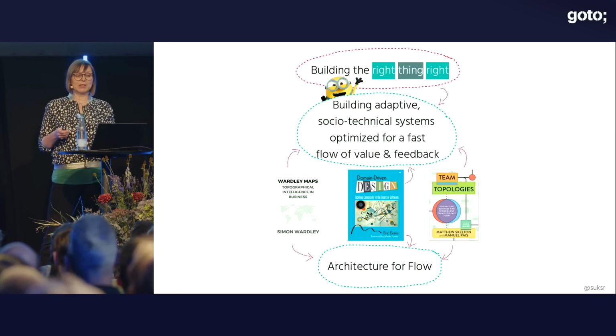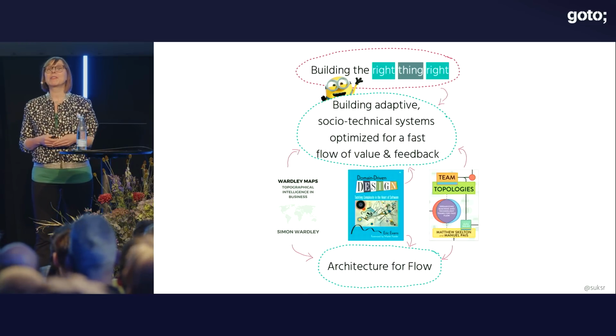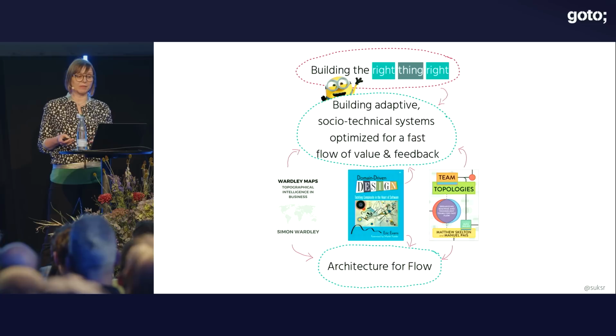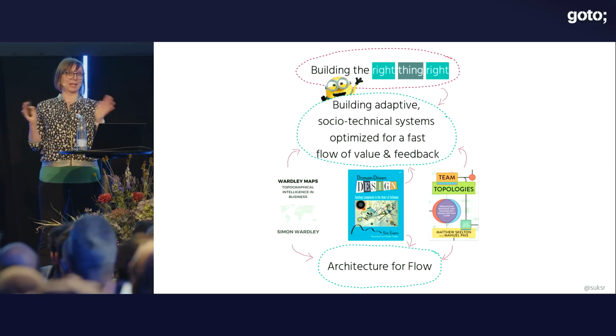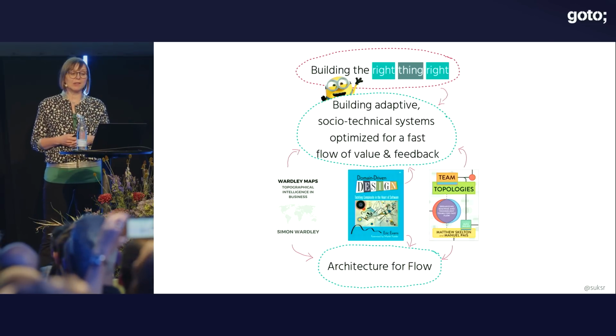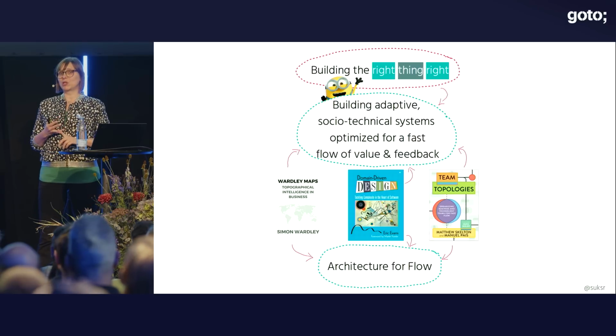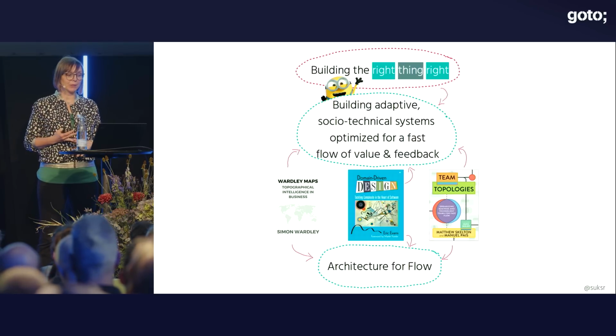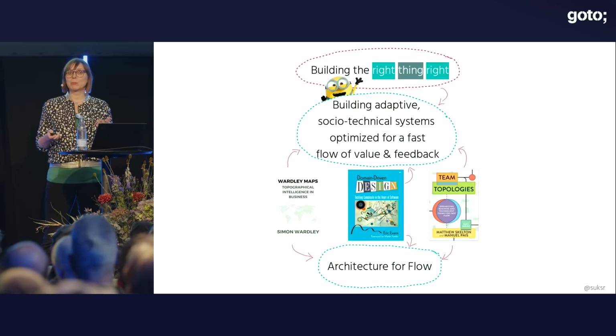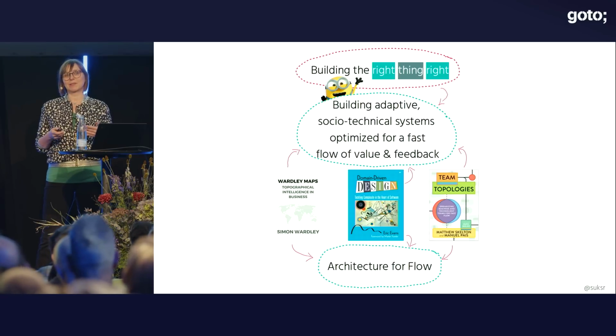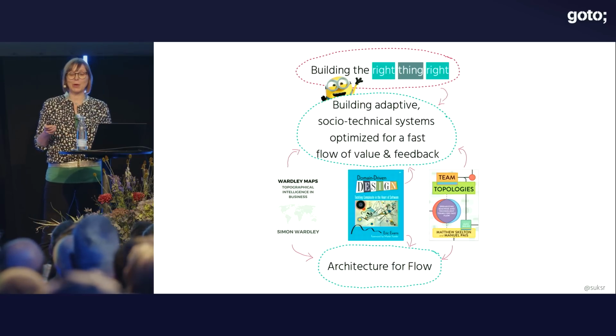So to build the right thing right, we need to build adaptive socio-technical systems that are optimized for fast flow of change and constant feedback. And one approach out of many that I would like to share with you today is combining Wardley Mapping, Domain-Driven Design, and Team Topologies as architecture for flow. And you might ask how to bring those tools together. And I said, well, great question.